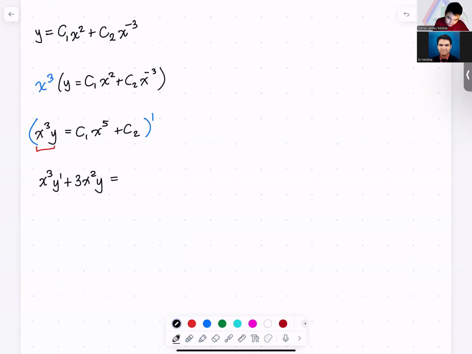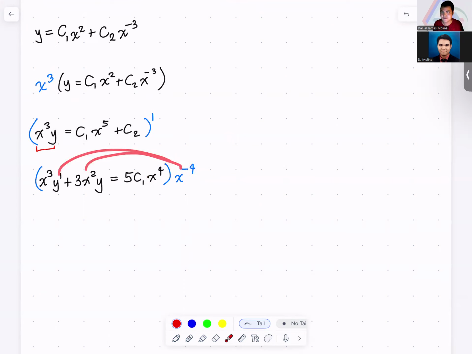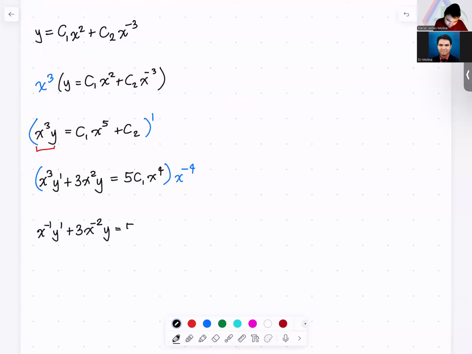This is equal to 5 C1 x to the fourth. One down. Another arbitrary constant. How do we get rid of C sub 1? We multiply both sides by x raised to negative 4 so that this will cancel. But of course, you still have to distribute. So this becomes x raised to negative 1 y prime plus 3x raised to negative 2 y equal to 5 C1. Only then we differentiate for the second time.